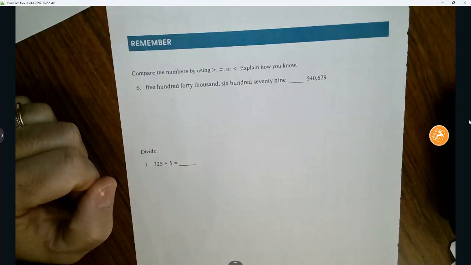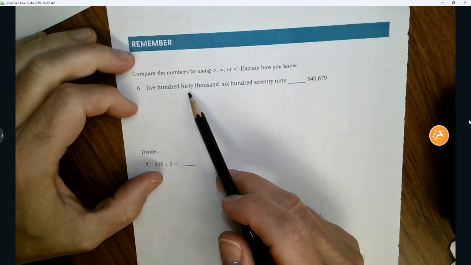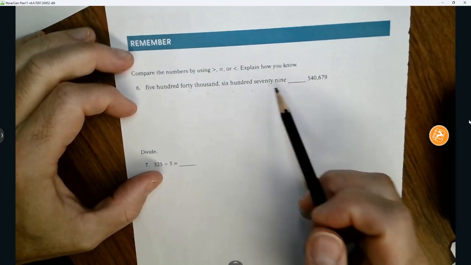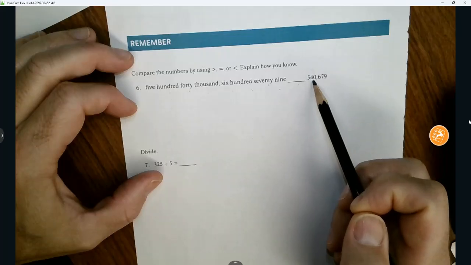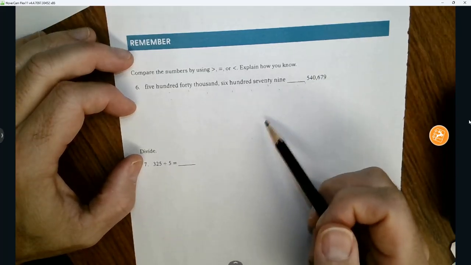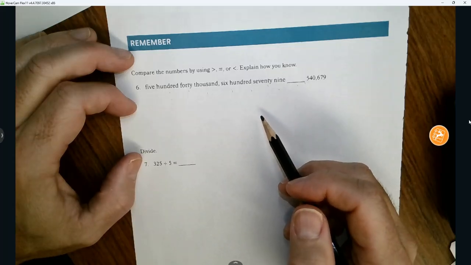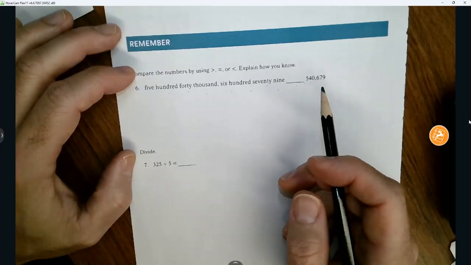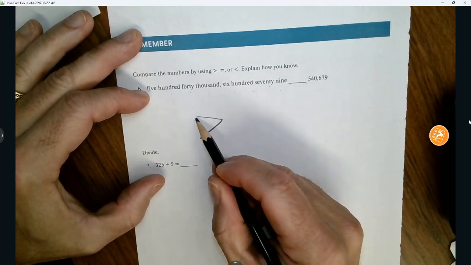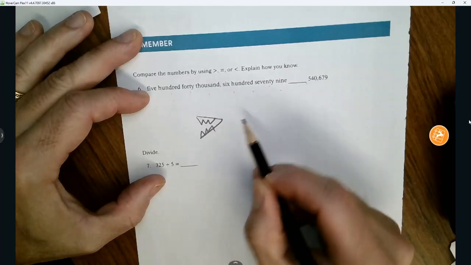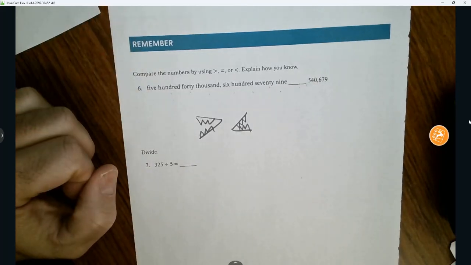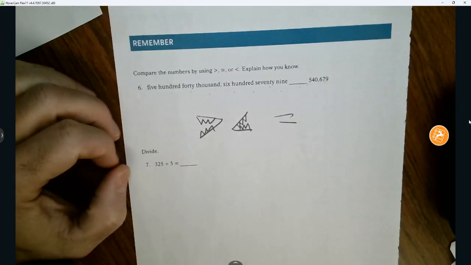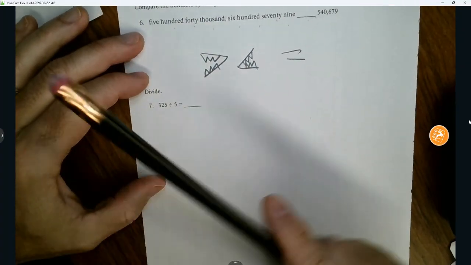Compare the number using the greater than, less than, or equal to sign. Explain how you know. 540,679. Greater than, less than, equal to. Remember, if it's greater than or less than, draw the arrow where it eats the bigger number. I did this earlier. If you were in my 2nd grade class, this is how we think about it. This mouth here is always eating the bigger number. Unless they're the same, then we're putting that one out there. Okay? Oh, here we go.